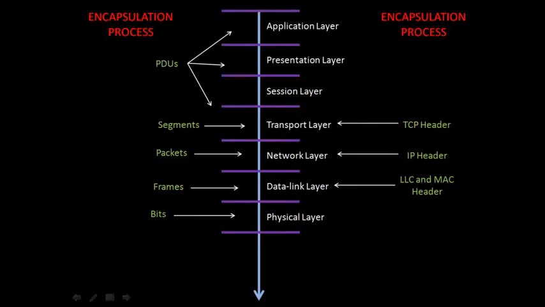Here's another perspective on the encapsulation process, where different processes and objects are associated with different layers of the OSI. At the top three layers, layers 7, 6, and 5, which are application, presentation, and session, we have protocol data units, or PDUs. At layer 4, the transport layer, we have segments and a TCP header. At layer 3, where routing takes place, we have packets and IP headers. At layer 2, the data link layer, we have frames, logical link control, and machine access control, or MAC addresses. Finally, at the physical layer, we have bits.